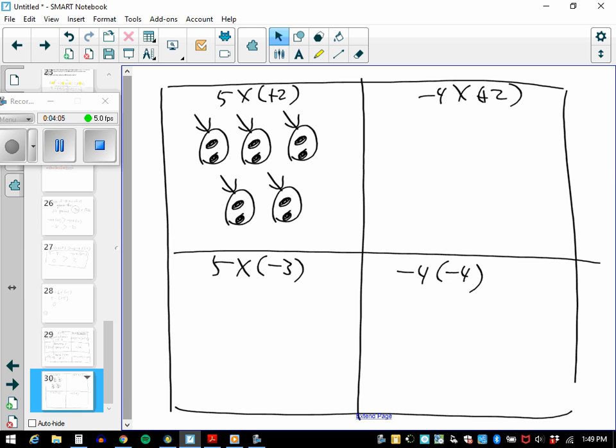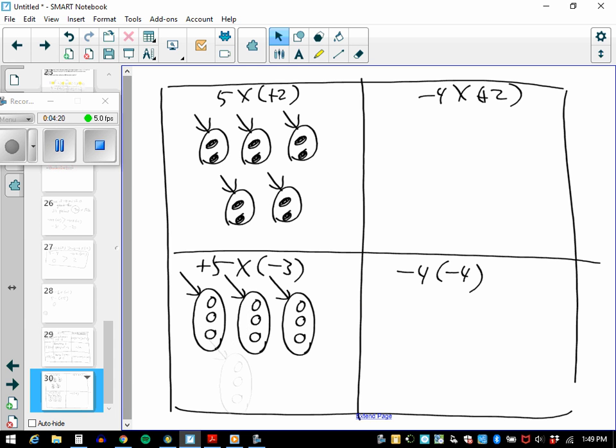If I go down below, it says adding 5 groups of -3. So here I'm going to put a -3 around it like this. That's adding 1 group of -3. That's adding 2 groups. That's adding 3 groups. That's adding 4 groups. That's adding 5 groups of -3. That's your solution for that picture.